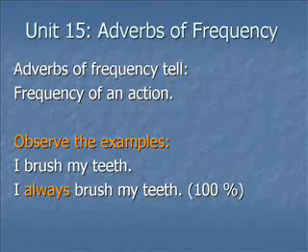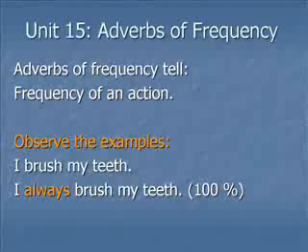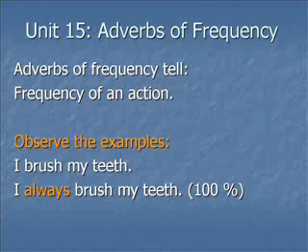Observe the following example. I brush my teeth. When you say I brush my teeth, it just tells us that you are habitual of brushing your teeth, but it does not tell us how many times you do it, because there is no adverb of frequency in it. But when you add an adverb of frequency, for example, I always brush my teeth, in this sentence the word always is an adverb of frequency, and it tells that I do that action 100%, right? In other words, it means I never miss brushing my teeth.